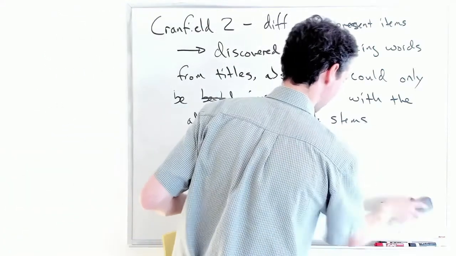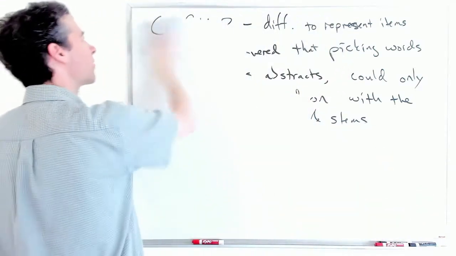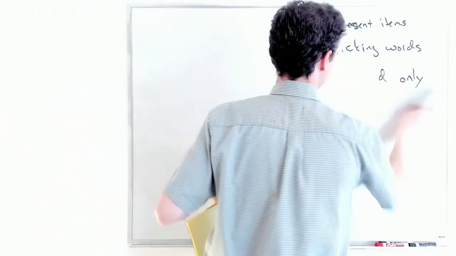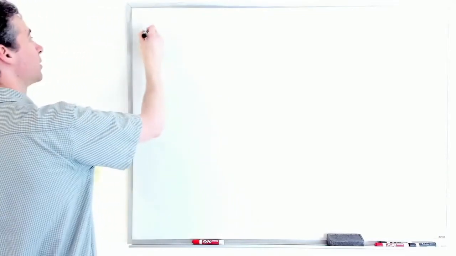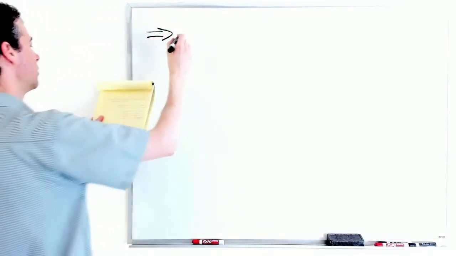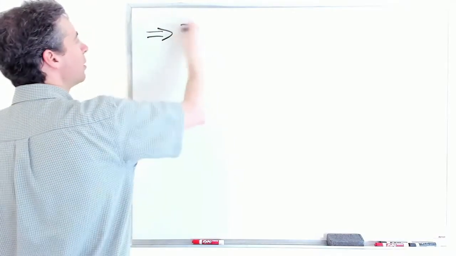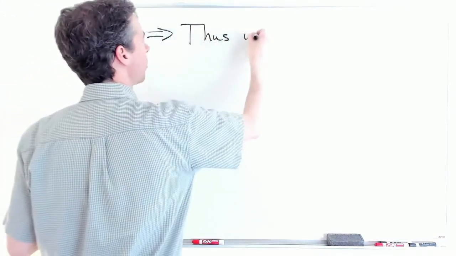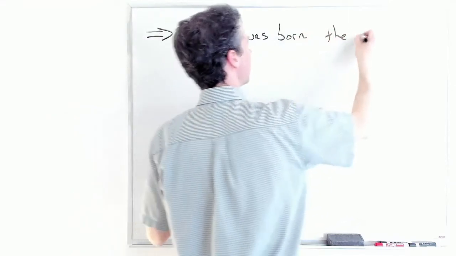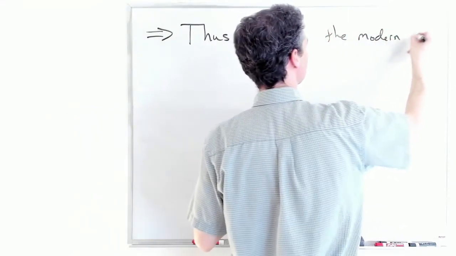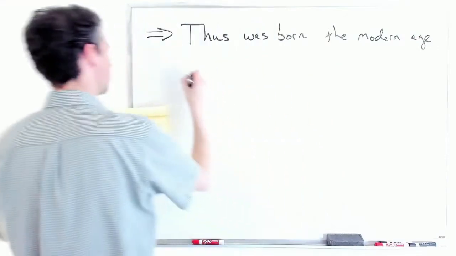Now, let me summarize this. And again, details can be found in that chapter 9. There's some things that I haven't covered in that chapter 9 yet. We'll cover them in the future. Basically, thus was born the modern age of information retrieval.